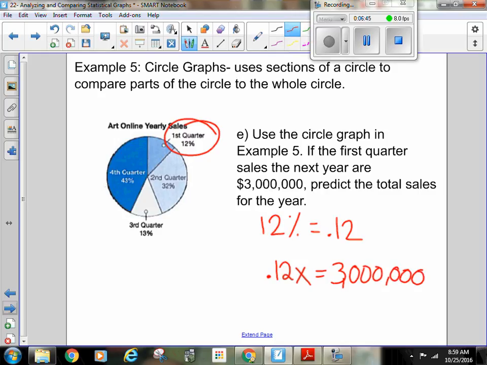So we talked about solving one-step equations with multiplication and division yesterday. So to solve this, I'm going to divide by 0.12 and divide by 0.12. 3 with 6 zeros divided by 0.12, we get 25 million.